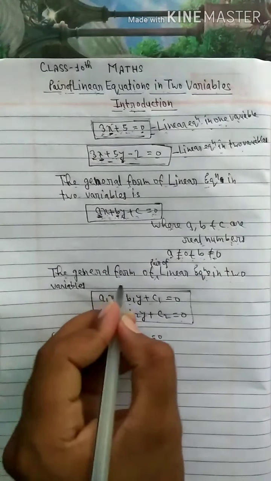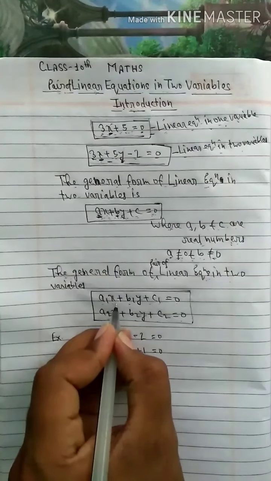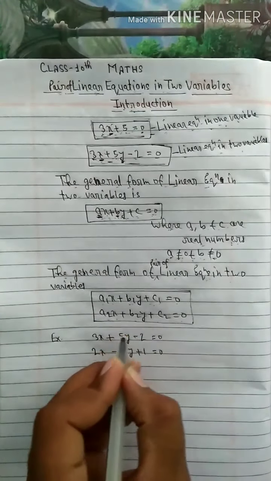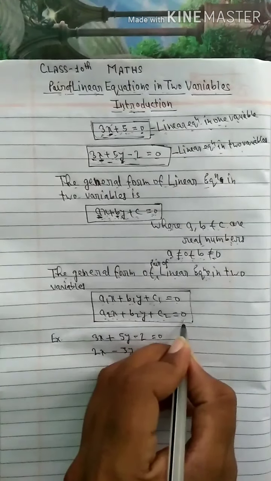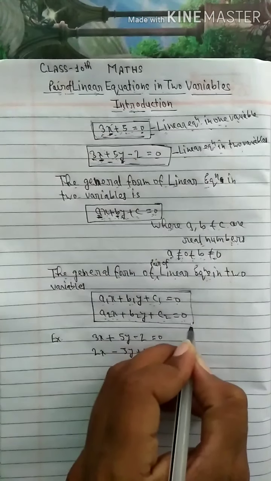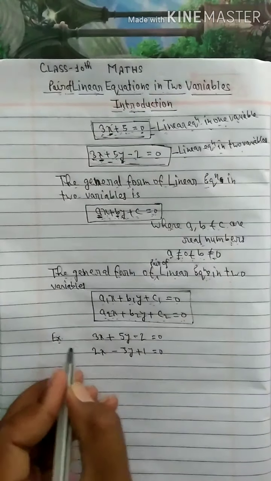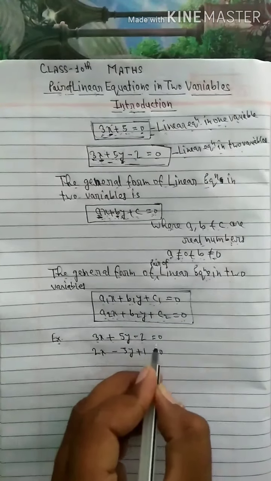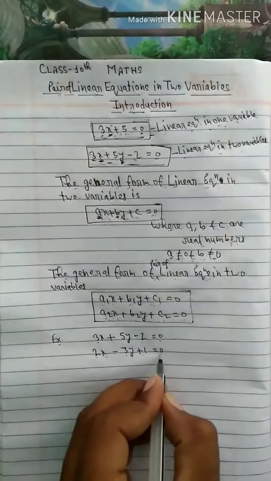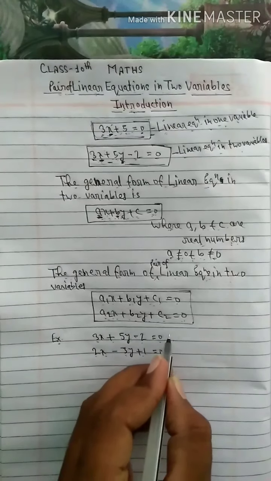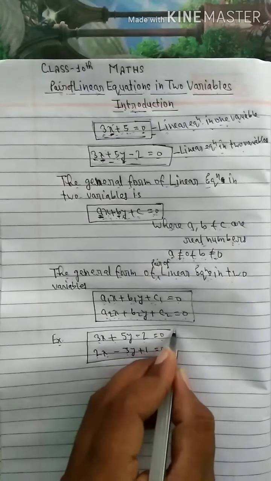And now the general form of pair of linear equations in two variables: a1x plus b1y plus c1 equal to 0 and the second equation a2x plus b2y plus c2 equal to 0. This is the general form of pair of linear equations in two variables. If we take the example 3x plus 5y minus 2 equal to 0, this is the first equation, and 2x minus 3y plus 1 equal to 0, this is the second equation. So it is called a pair of linear equations in two variables.